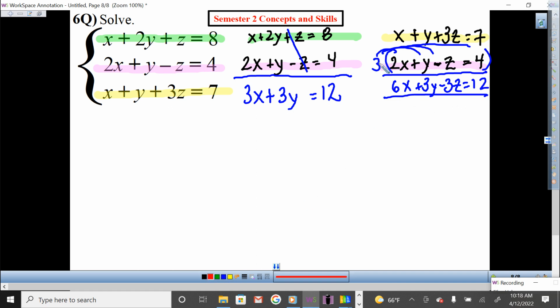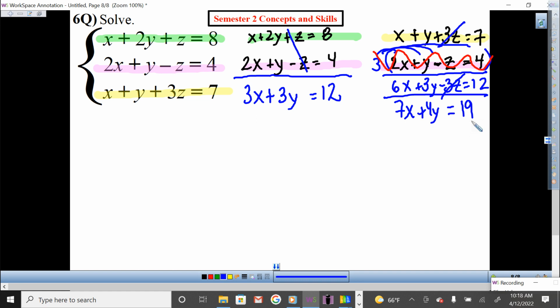Use a different color so you can get rid of this one so you don't get distracted. So we just focus on these two, and now we eliminate z. 3z minus 3z, they cancel. 6x plus x, that's 7x. y plus 3y is 4y. And 12 plus 7, that's 19.